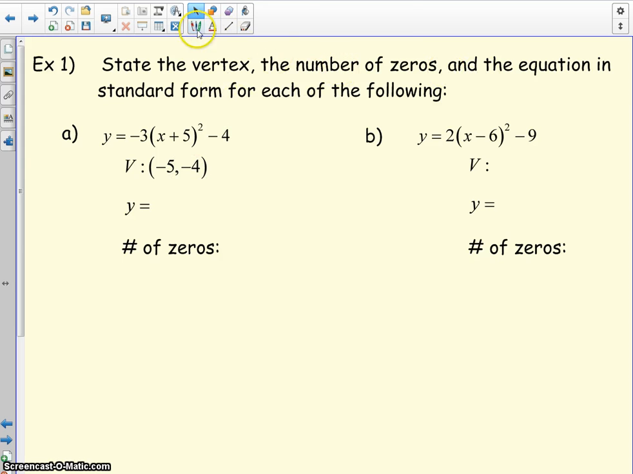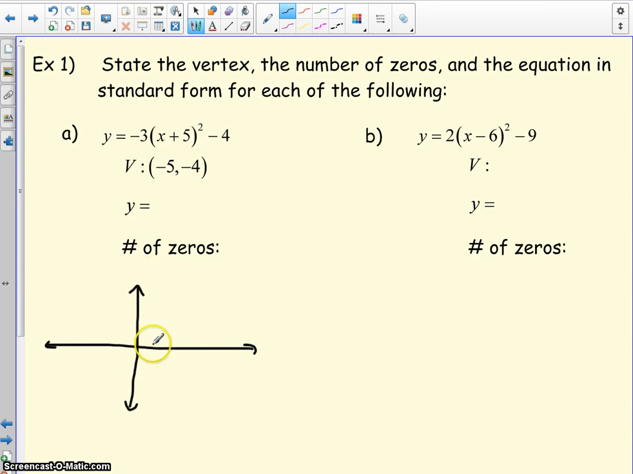Now, to get the number of zeros, what's going to help me is a quick little sketch, and it does not have to be very accurate. I know my vertex is at (-5, -4), which is going to be somewhere down here. The other thing I need to figure out is that my parabola opens down. How do I know it opens down? Looking at my a value, it is negative, so we're going to open down. So my vertex is below the x-axis at (-5, -4), and my parabola opens down.